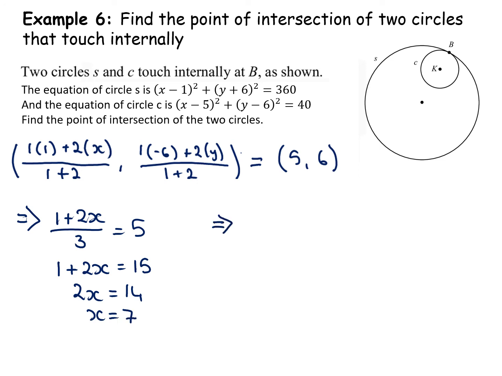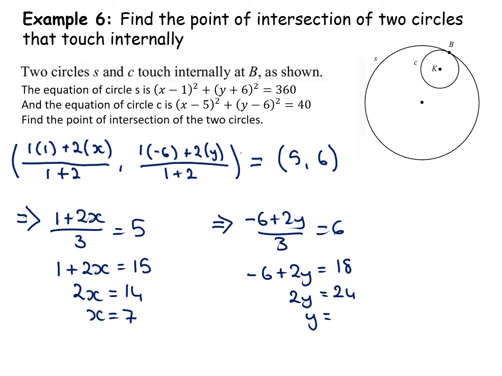Working through the y coordinate, we get (minus 6 plus 2y) over 3 equals 6. Again, multiply both sides by 3 to get rid of the fraction. So minus 6 plus 2y equals 18, so 2y equals 18 plus 6, which is 24, so y is equal to 12. So my point is (7, 12).